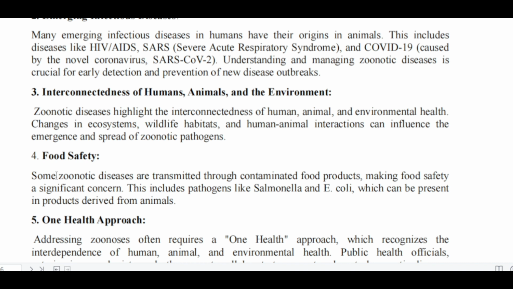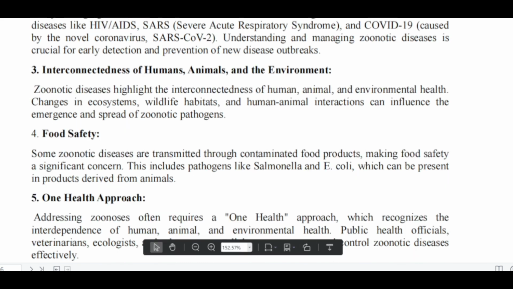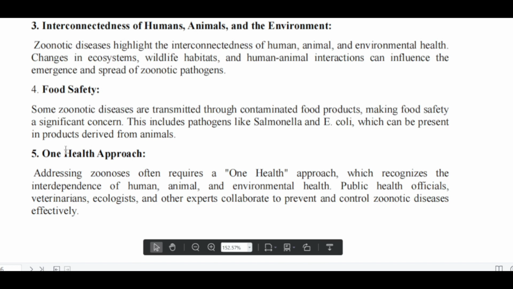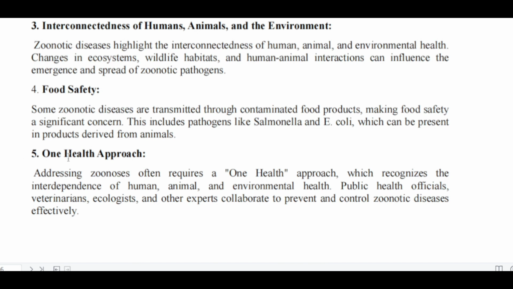Food safety. Some zoonotic diseases are transmitted through contaminated food products, making food safety a significant concern. This includes pathogens like Salmonella and E. coli that can be present in products derived from animals. Not to mention anthrax, which can also be gotten from food from animals.